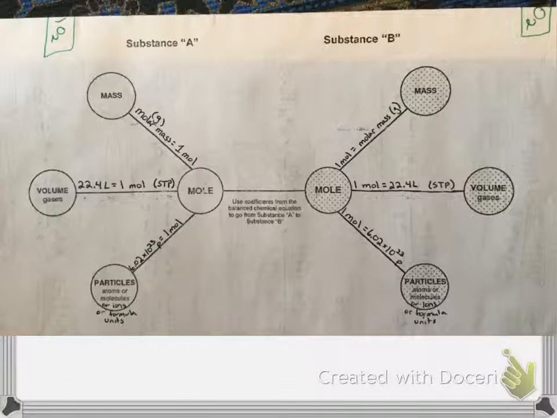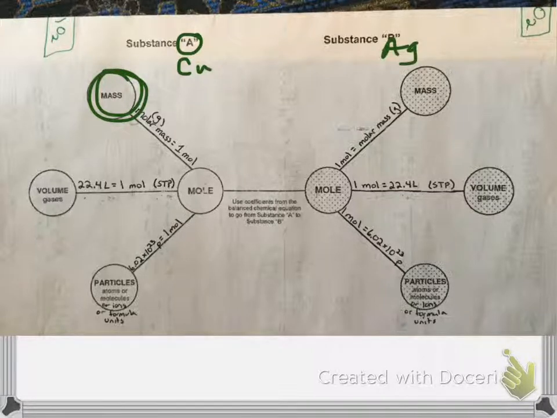So in this case, our substance A is our copper metal. That's what we're starting with, and we're given grams. So we're starting with the mass of our copper metal, and our substance B is our silver metal, and we're trying to figure out the theoretical yield. So we're trying to figure out the mass of our silver metal. So this is going to be 1, 2, 3 steps.